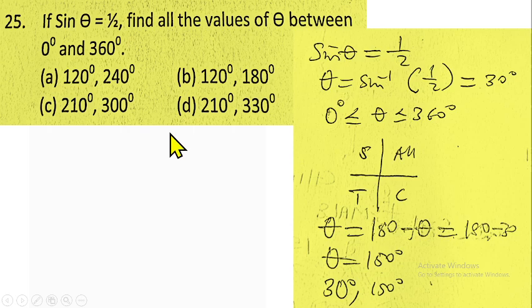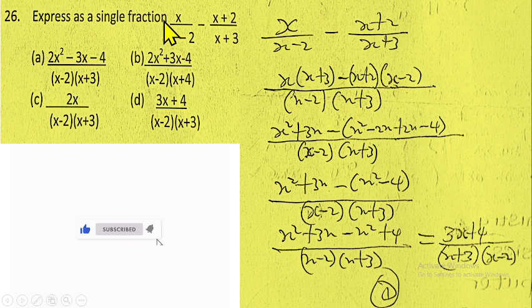Question number 26: express as a single fraction x over x minus 2 minus x plus 2 over x plus 3. What you can do is to find the LCM, and what's the LCM? x minus 2 times x plus 3. Then what do you do? This in this, you have x plus 3 left, then multiply by this, you have this. Then this in this as well, you have x minus 2 left, and multiply this, you have this as well.